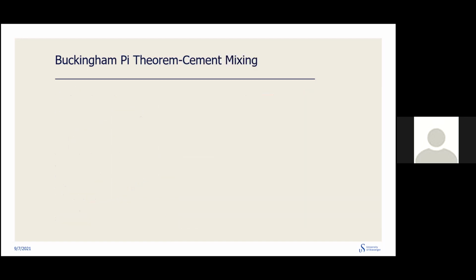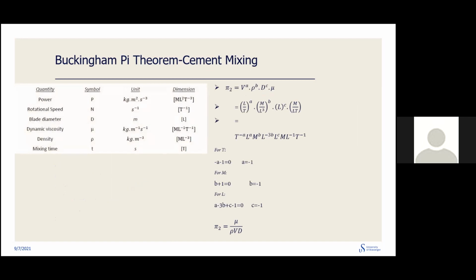So we would have 2 pi groups. For pi2, we repeat the procedure, but instead of drag force, we put the other remaining parameter, which is viscosity here. And then we repeat all the steps, and we get this parameter, which is the inverse of the Reynolds number.